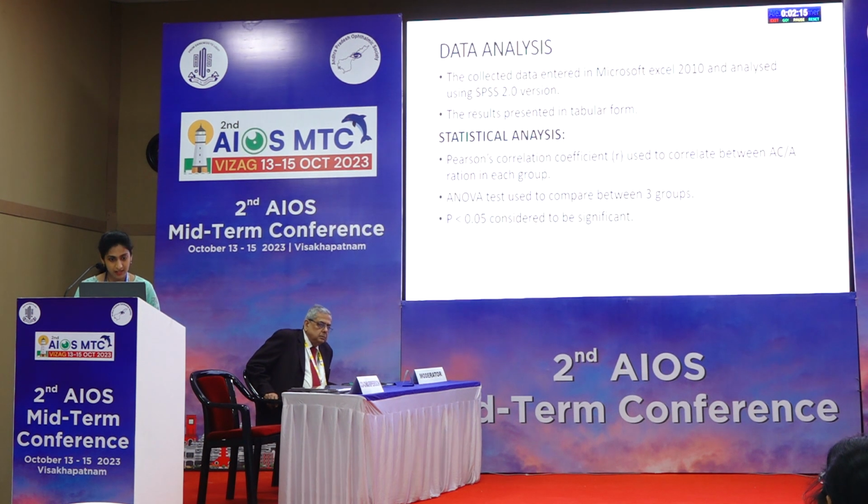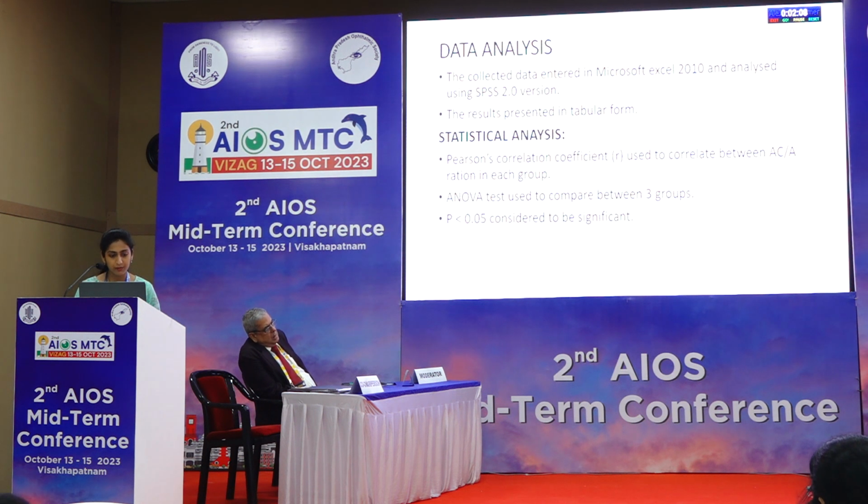Statistical analysis: Pearson correlation coefficient was used to correlate between AC by A ratio and stereoacuity in each group, and ANOVA test is used to compare between 3 groups, and P is considered to be significant.